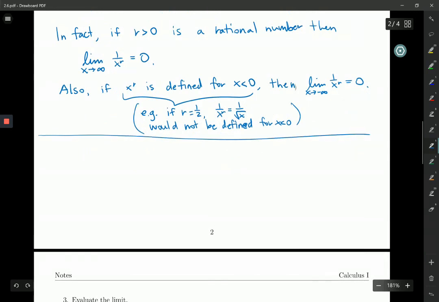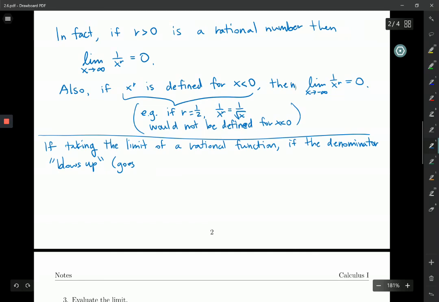Okay, so just to say something about this in general, if you're taking the limit of a rational function, or really any fraction, if the denominator blows up, so goes to plus or minus infinity, and the numerator stays fixed, then the limit will be 0.